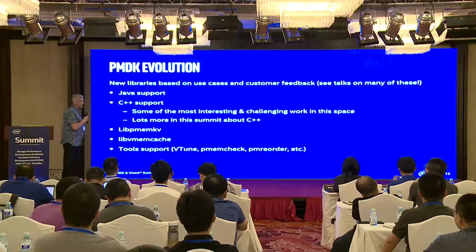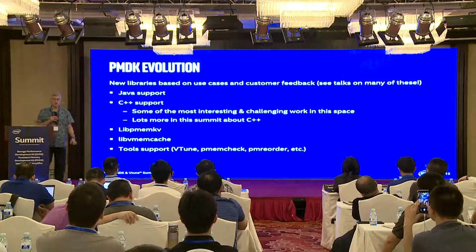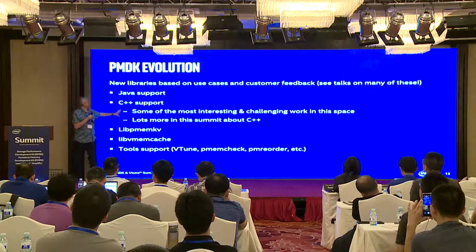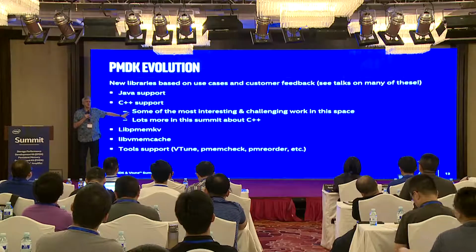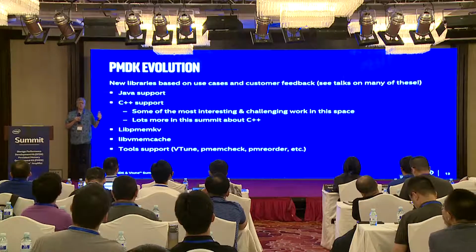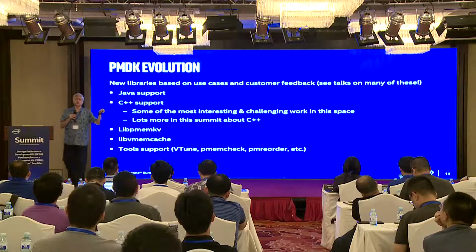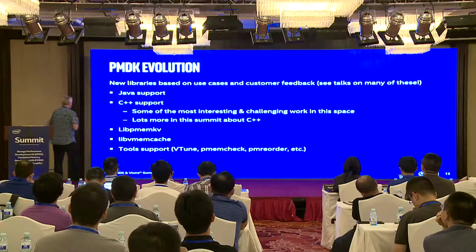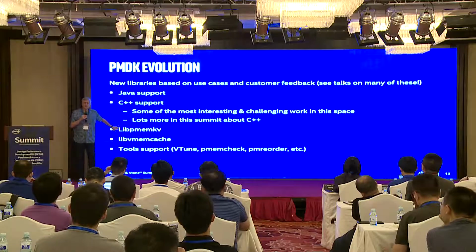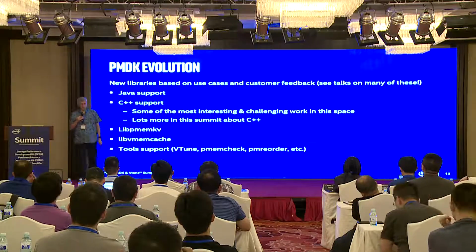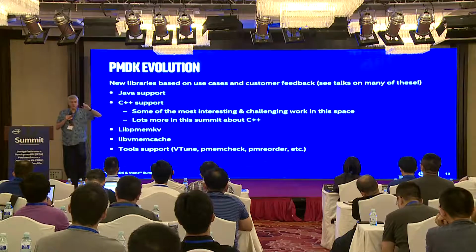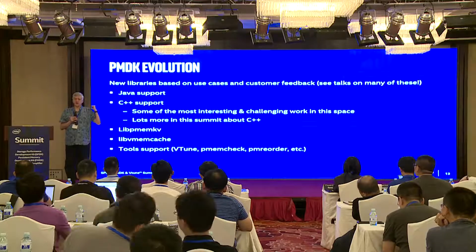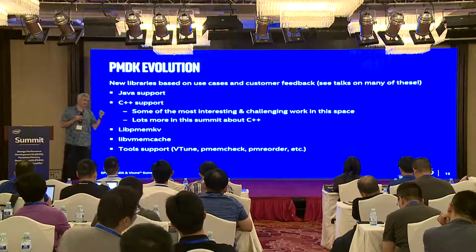So once we have these libraries, most of them written in C at the beginning, we start putting language bindings on them. We have Java support, we have C++ support, and the C++ support has been particularly interesting to people, so much so that you'll see talks in this summit about using C++. And I think those are some of the most interesting talks. We have a key value store called pmemkv for people who just want to use persistent memory with a nice, clean, and fairly easy to use API. There's a session on pmemkv coming up later today. I highly recommend it.